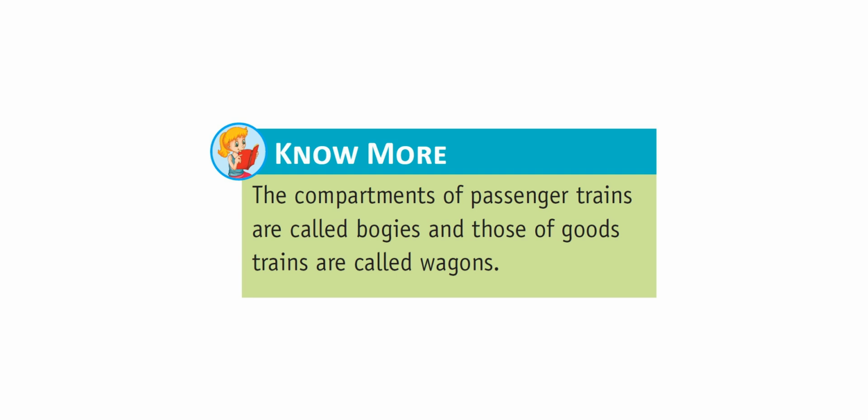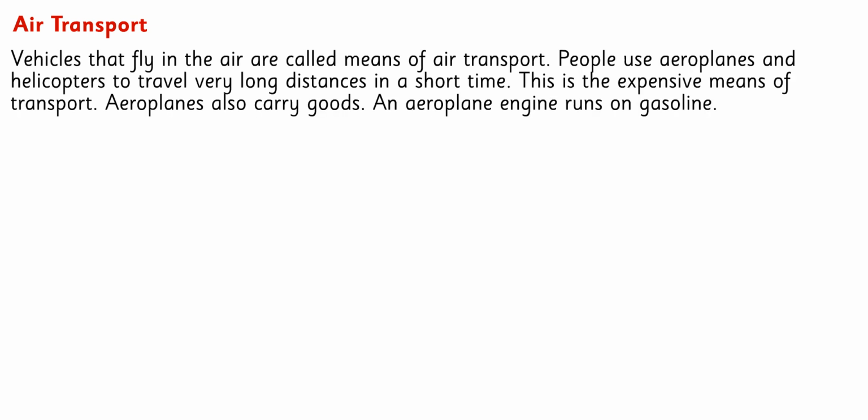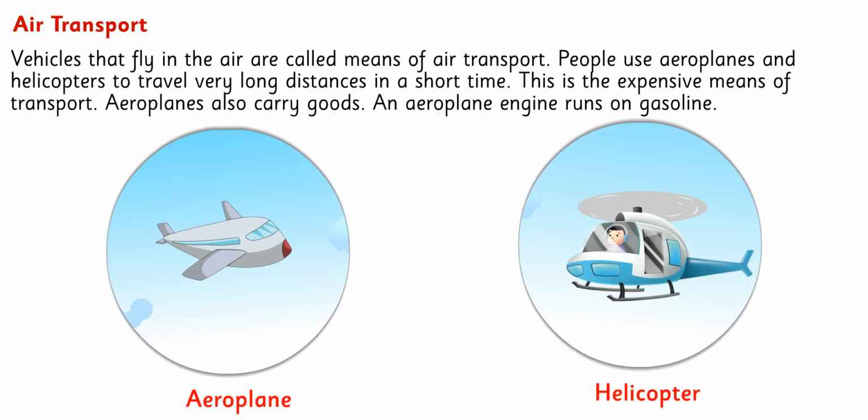The compartments of passenger trains are called bogies and those of goods trains are called wagons. Air transport. Vehicles that fly in the air are called means of air transport. People use aeroplanes and helicopters to travel very long distances in a short time. This is an expensive means of transport. Aeroplanes also carry goods. An aeroplane engine runs on gasoline.